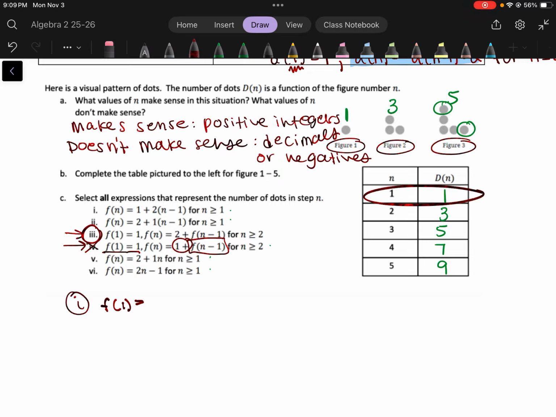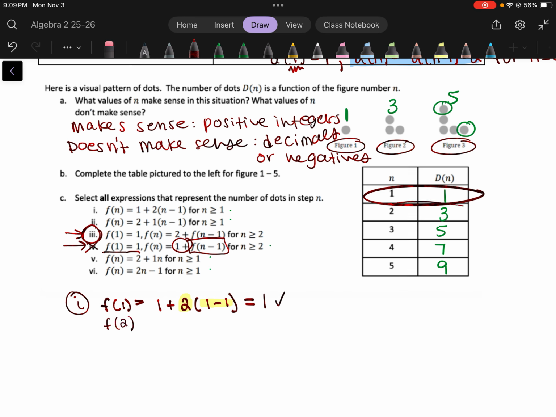So f of 1 equals 1 plus 2 times, and again, n is 1 here. I'm plugging in 1. You can either type that in your calculator or do that in your head. 1 minus 1 on the inside is 0. 0 times 2 is 0, and 1 plus 0 is 1. So that one does work. If it works, then you need to try a second one. So let's plug in 2.